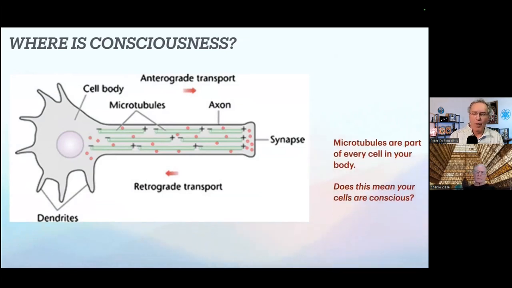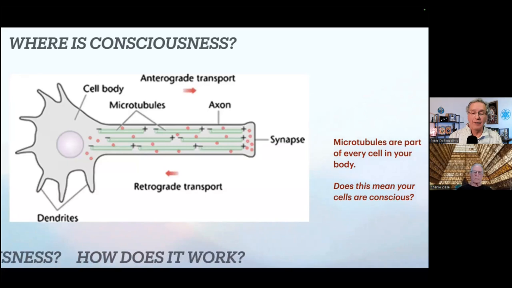And what's interesting is they're not just in brain cells. They're in every cell of your body, which brings the whole question up: oh, are all your cells conscious? And if you talk to people like Bruce Lipton, then absolutely they are. All your cells are consciousness because they all have this. Now, what makes the brain special is that there are higher concentrations of these, so there's more ability to access and interface with that consciousness because there are more microtubules in the brain cells.